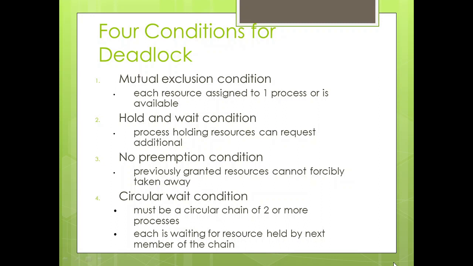Next is the no preemption condition. Here the resources previously granted cannot be forcibly taken away from the process. And the fourth condition for the deadlock is the circular wait condition. So there must exist a closed chain of processes, each of which is waiting for a resource held by the next member of the chain. And these 4 conditions can be modeled using a directed graph.